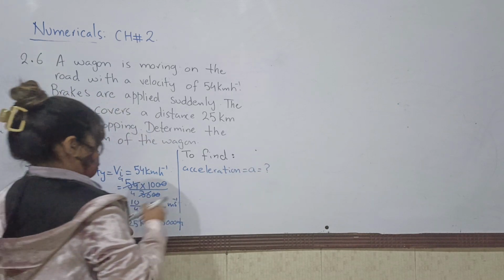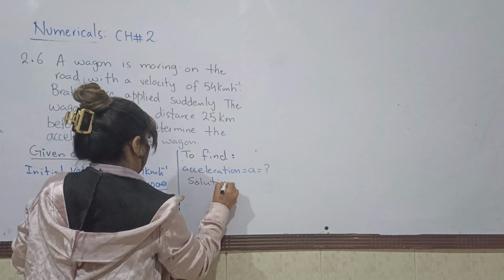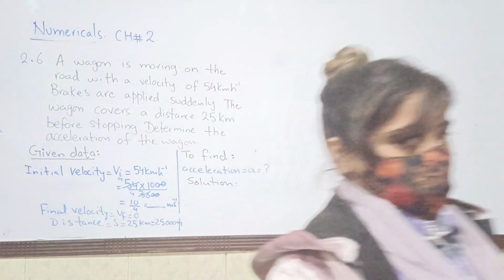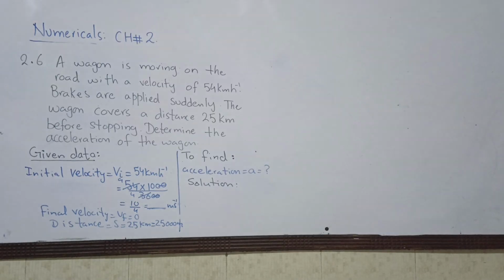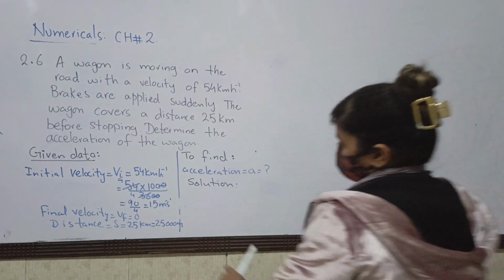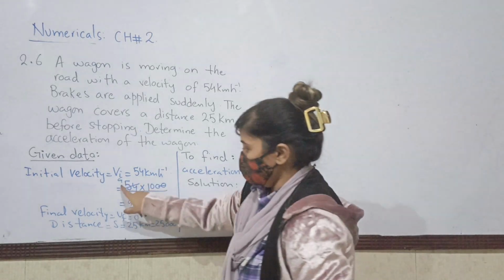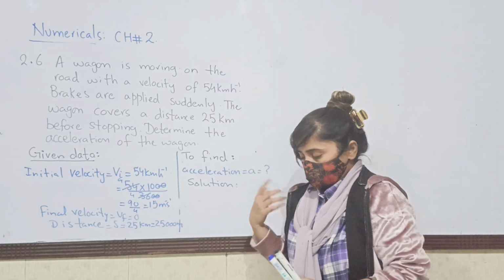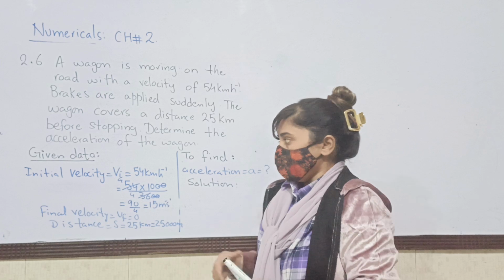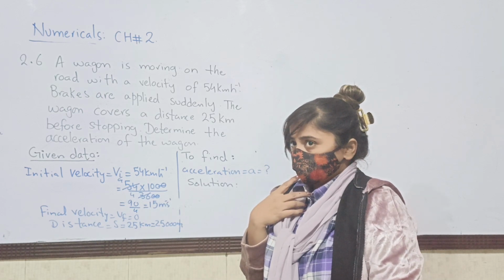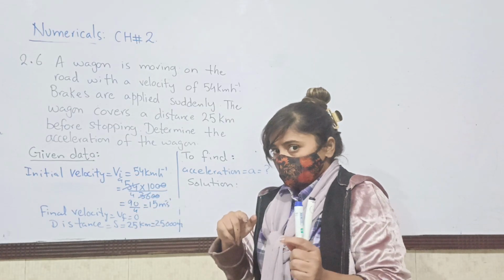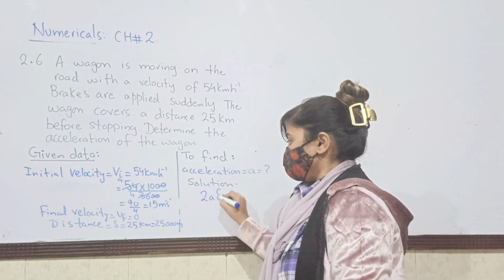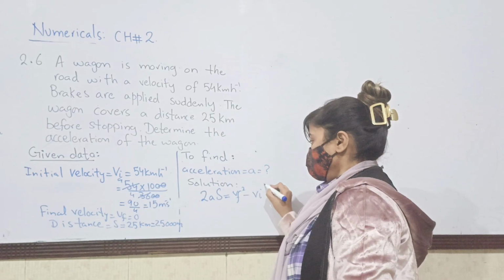Solution. First of all, I have to use the calculator and tell its initial velocity. So students, this was 90 instead of 10. 90 over 4 is 15 meter per second. Now we have to find the solution. In this formula all these are given. If you remember, initial velocity, final velocity, acceleration and distance are given in the third equation of motion, that is 2as is equal to Vf square minus Vi square.